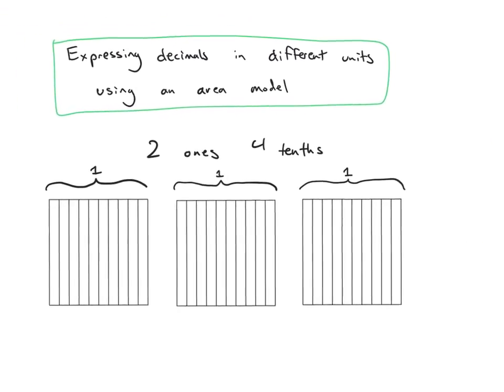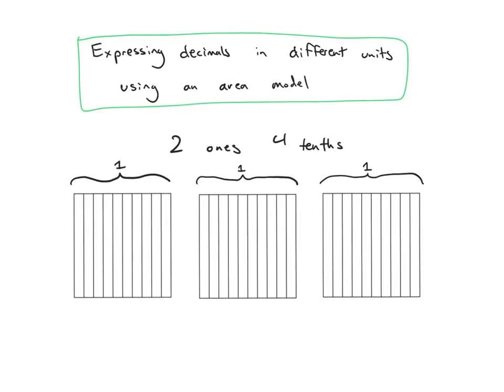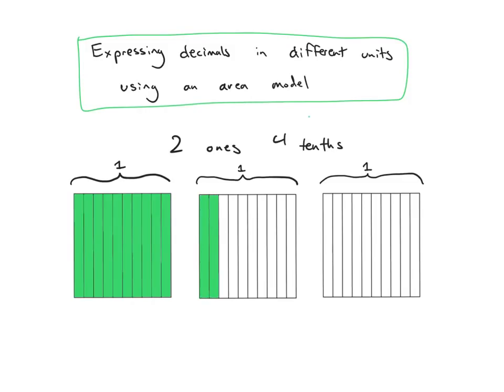This first problem is going to be expressing decimals in different units using an area model. I'm going to be using the example of 2 ones and 4 tenths. I'm going to start out by just representing that as a decimal. And I'm using the area model. I'm going to fill in my 2 wholes. Each of these squares is equal to 1 whole. So there's 1 whole filled in.